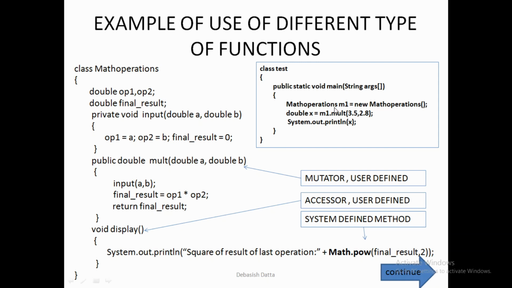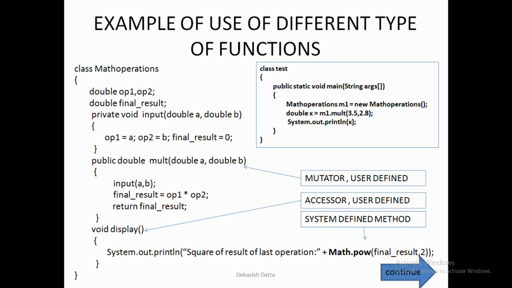Well, after the function call of the mult function occurs, you can see here, from the mult function I have called the input method. As the call to the input method occurs inside the MathOperation class, there will be no problem, and the input method will be called with the values of a and b, which happen to be 3.5 and 2.8. Those values will be copied into a and b in the definition of the input method, and in turn those values will be used to initialize op1 and op2.